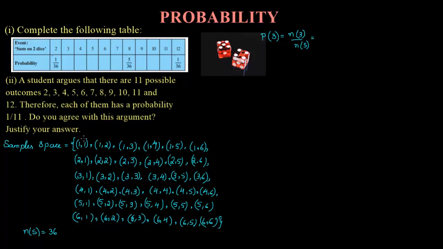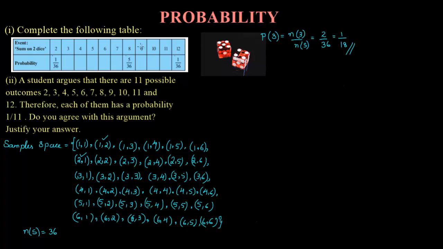So 1 plus 1 is 2, so this one is not suitable. 1 plus 2 is 3, so this is one option. Then 4, 5, all these are not possible. Coming back to the second row, 2 plus 1 is also 3, so this is the second option that you can have. Only these two give the sum 3. So the number of outcomes with sum 3 is 2, divided by 36. 2 ones are 2, 2 eighteens are 36. So 1 by 18 is the answer for getting the sum 3.